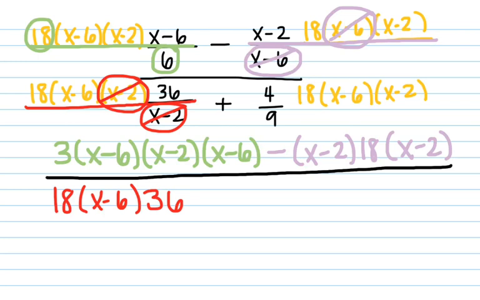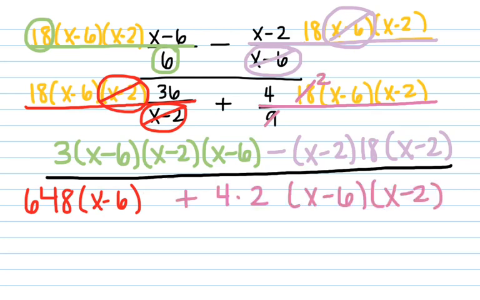And one thing I can do right now is go ahead and multiply the 18 times 36 and get 648, which makes that look a little bit better, I guess. And then finally, if I multiply the 4 times the 18 times the x minus 6 times the x minus 2, notice that 18 divided by 9 gives me just a 2, so I get all of this. And we know that 4 times 2 is just 8.